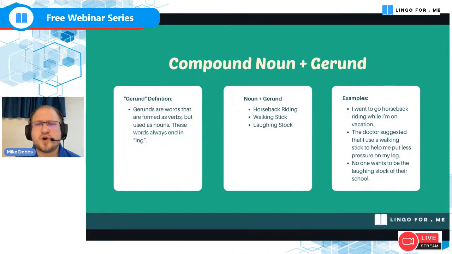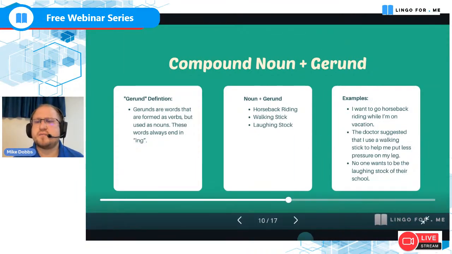So here's a little definition just in case maybe you haven't covered it or you don't remember or you're not familiar with what a gerund is. Gerunds are words that are formed as verbs but used as nouns. These words are always ending in -ing. So that's the definition. In the middle, you'll see the examples we have here.